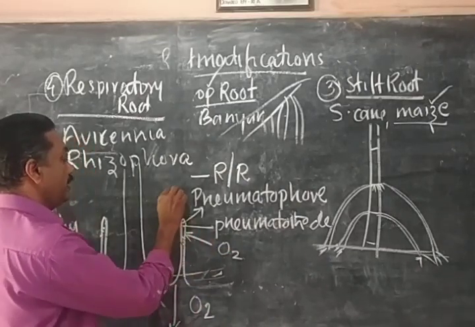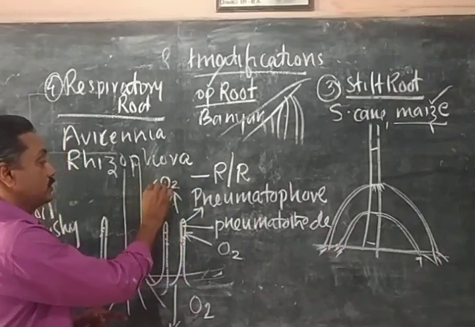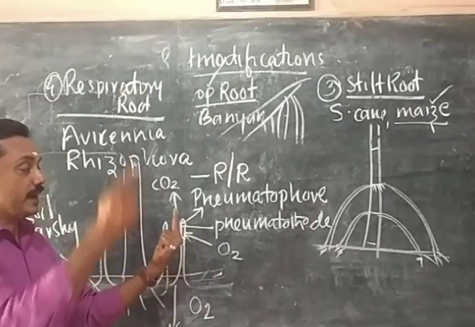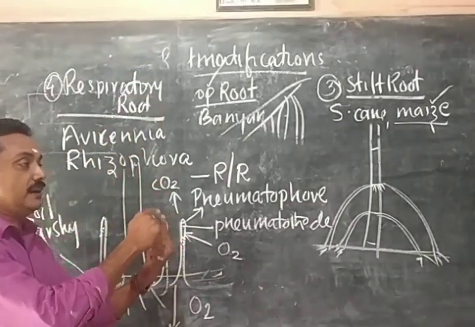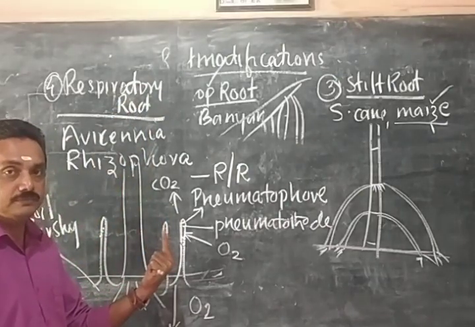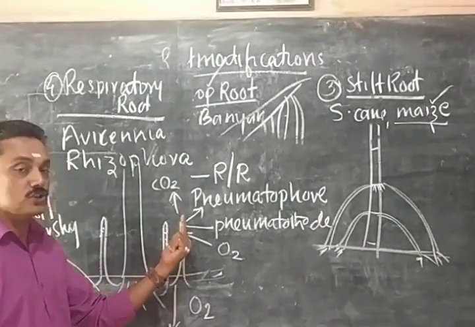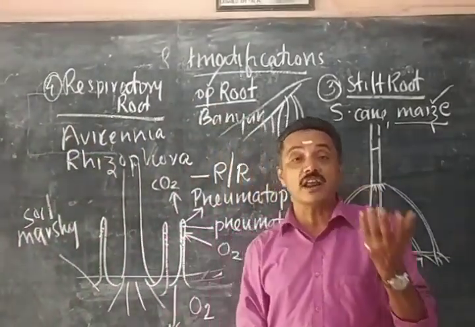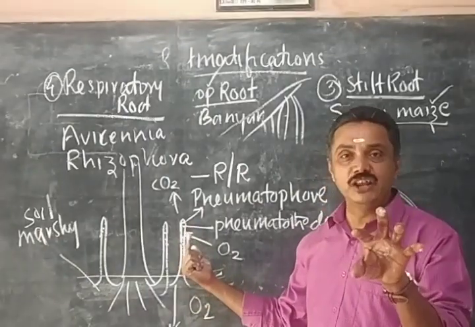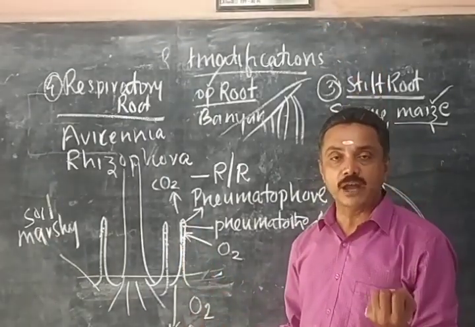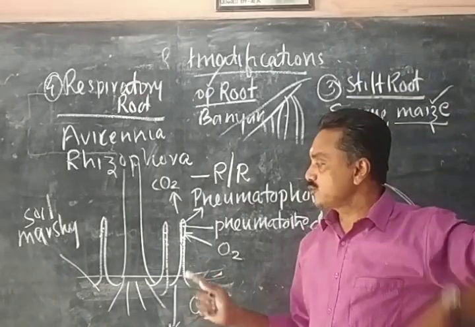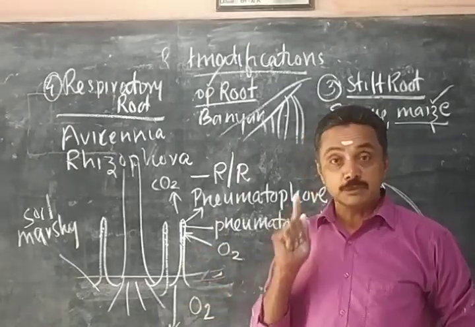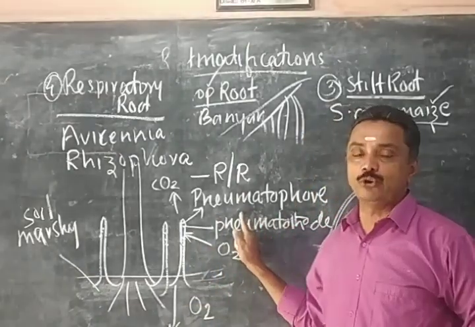They absorb oxygen from the atmosphere and release carbon dioxide. See, these roots are coming above the soil level, so they can absorb oxygen from the atmosphere and release carbon dioxide to the atmosphere. So roots are coming above the soil level, negatively geotropic, to absorb oxygen for respiration. Such roots are helping respiration. Such roots are called respiratory roots or pneumatophores.